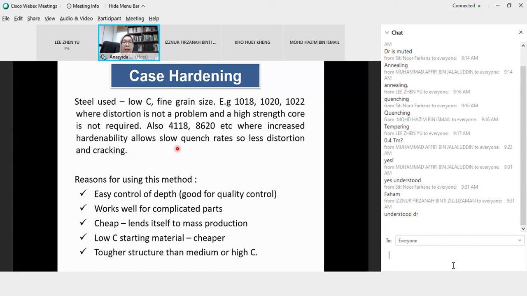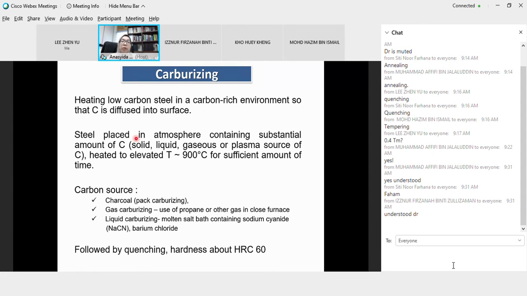As mentioned before, you have a tougher material inside, a tougher structure than medium or high carbon, because low carbon has less carbon. So they will be very ductile as compared to medium carbon and also high carbon. So you can have the outer surface very hard but the inner part remain very ductile. So we go one by one.